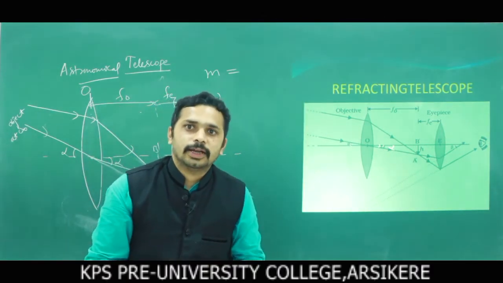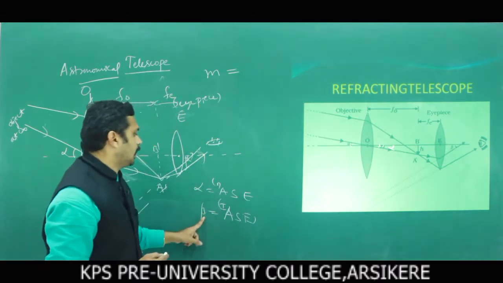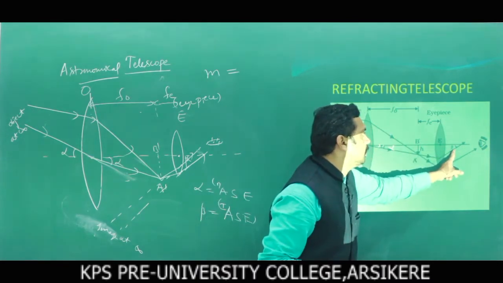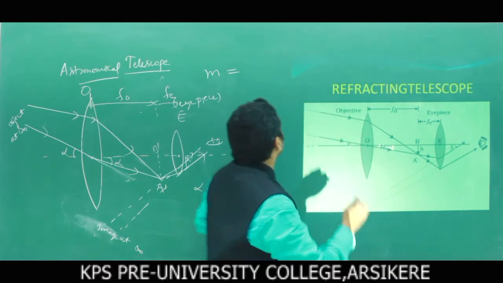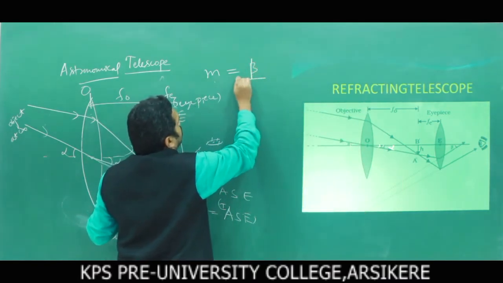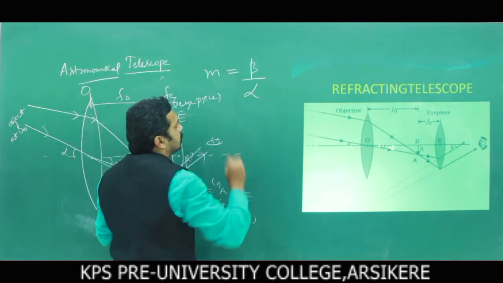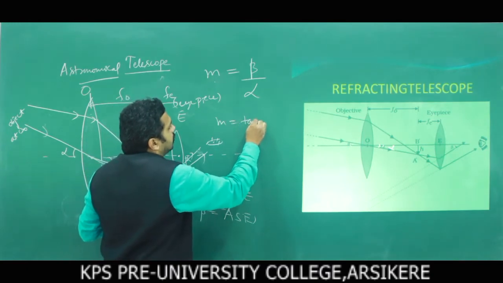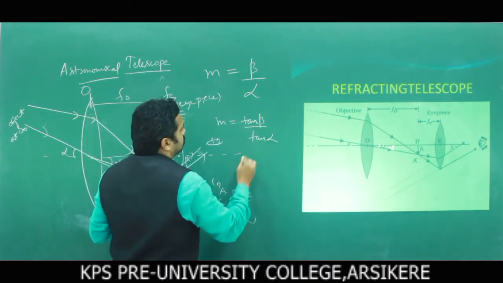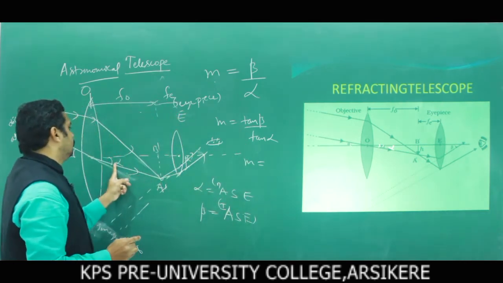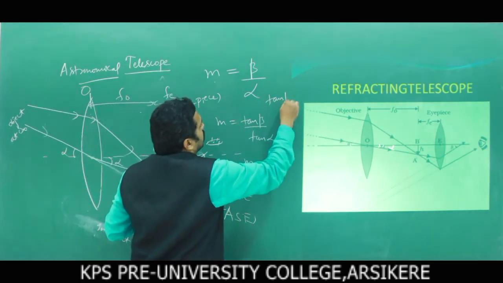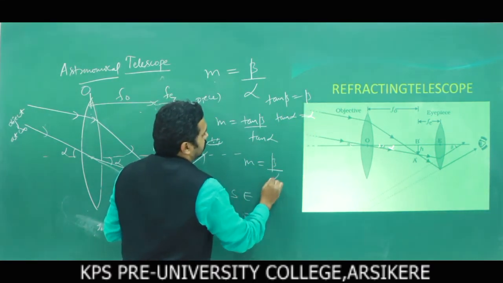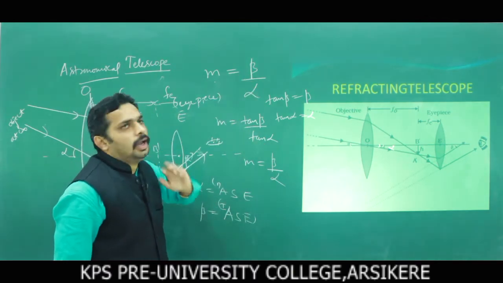We got angular magnification. What is angular magnification? The angular magnification is defined as: alpha is the angle subtended by the object at the eye. What is beta? The angle subtended by the image at the eye. What is the angular magnification? The angle subtended by the image at the eye by the angle subtended by the object at the eye, beta by alpha. Here actually I am using tan beta and tan alpha because here angles are very small. If angles are very small, then tan beta is equal to beta, tan alpha is equal to alpha. So beta by alpha, angle subtended by the image to angle subtended by the object.